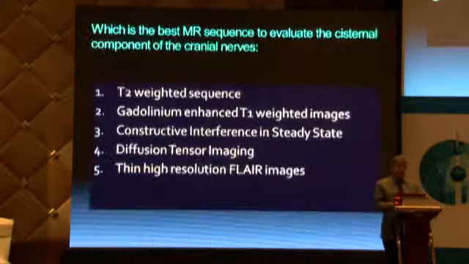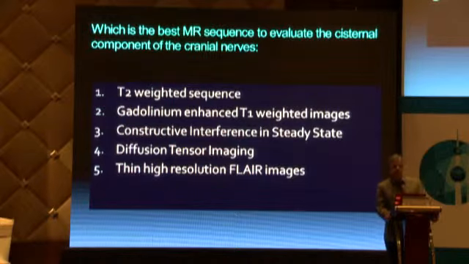So just a follow-up question: what is the best MR sequence to evaluate the cisternal component of the cranial nerves? Is it a T2 weighted sequence? Is it gadolinium enhanced images? Is it constructive interference in steady state? Some people also call that FIESTA. Diffusion tensor imaging, or thin high resolution images? What do you think is the answer? Let's go for it.